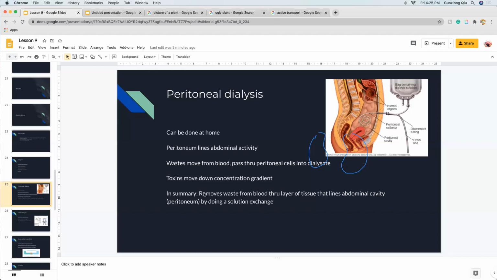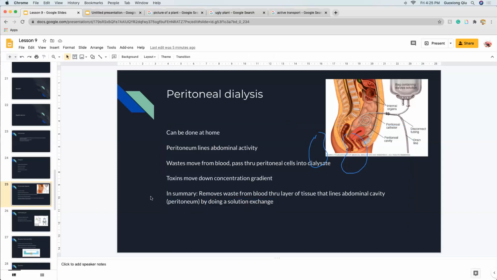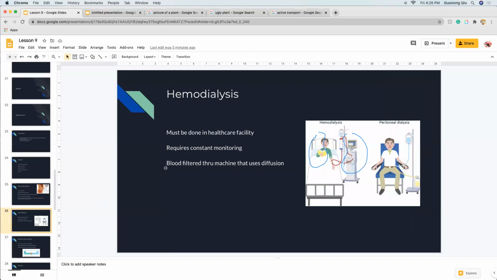In summary, it removes waste from blood through a layer of tissue in the abdominal cavity, the peritoneum, by doing a solution exchange. You could just say through diffusion, the end. That's all you need to know. Next, hemodialysis, the second type of dialysis. This has to be done in a healthcare facility.